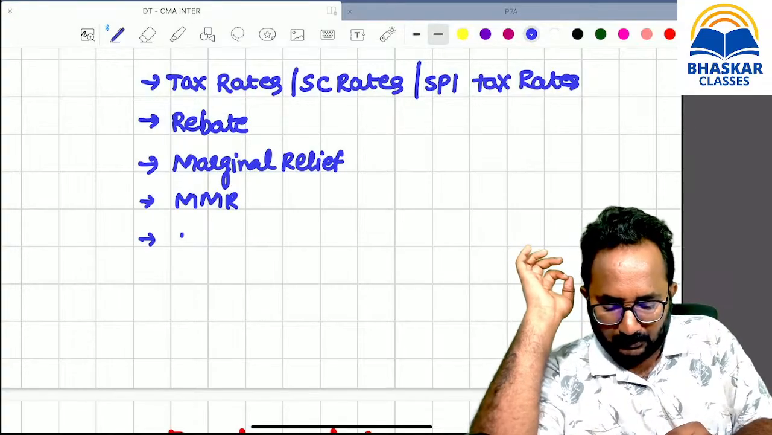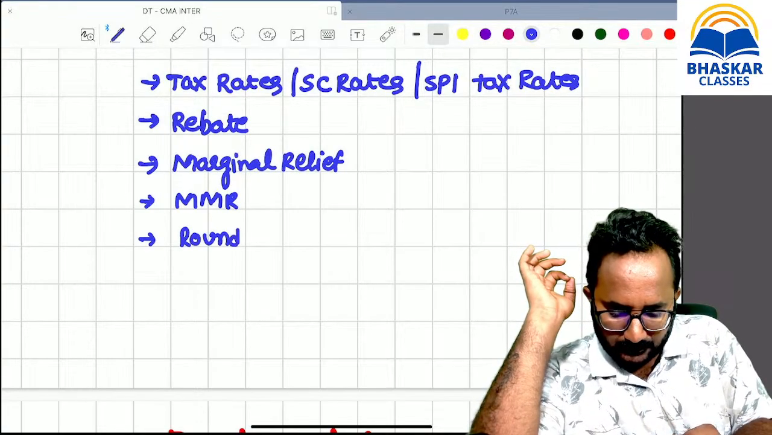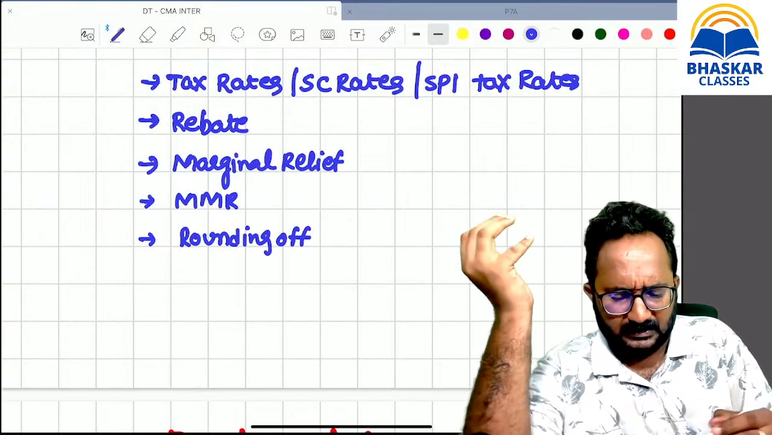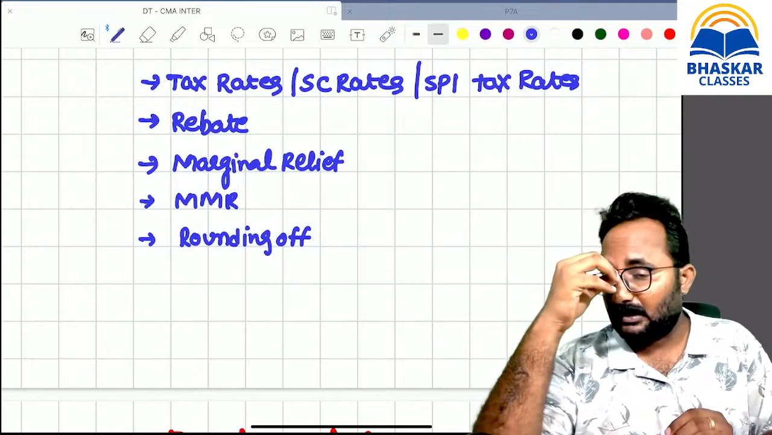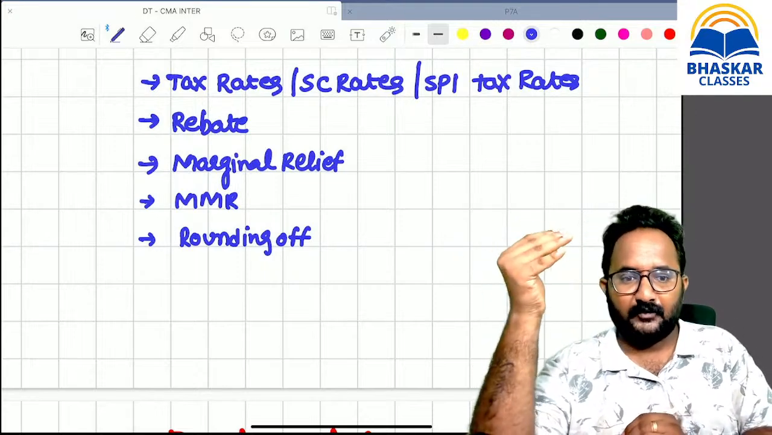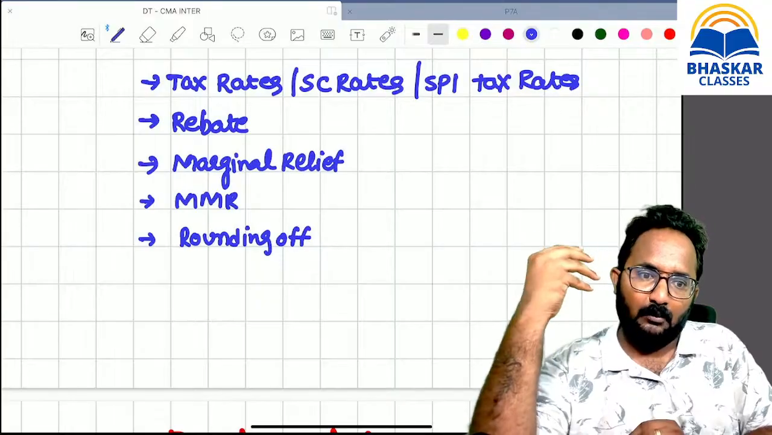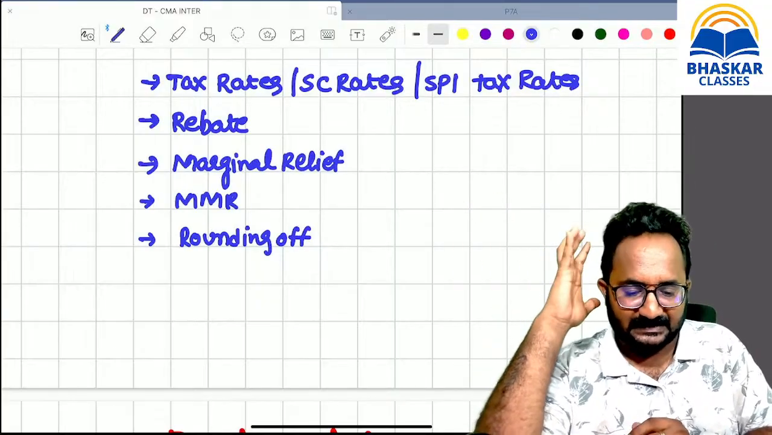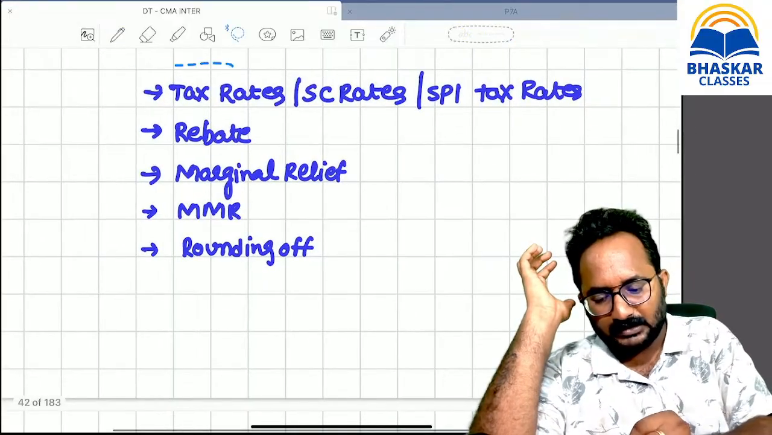Next one, you have to remember rounding off. That's enough. And the remaining is nothing but articles like article numbers 265, 246. And the components of income tax law, sources of income tax law, maybe you can get these as an MCQ. But all these things are important.